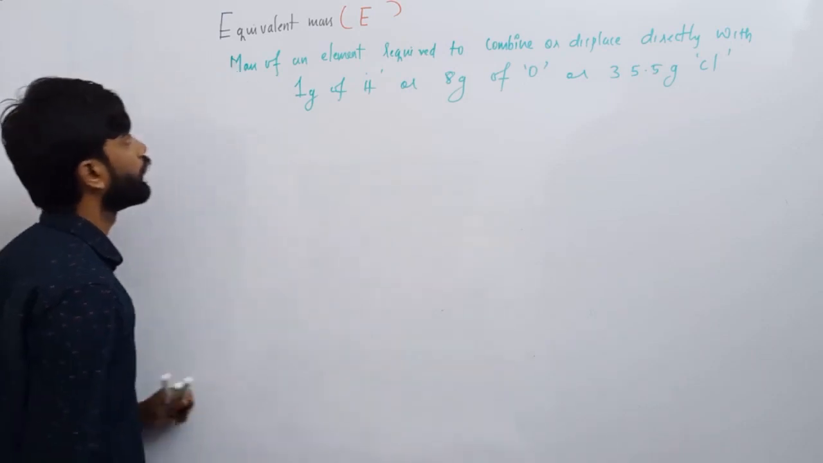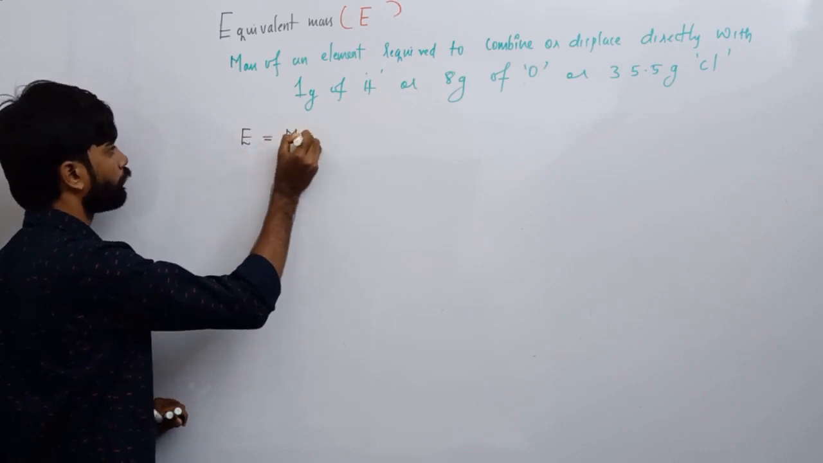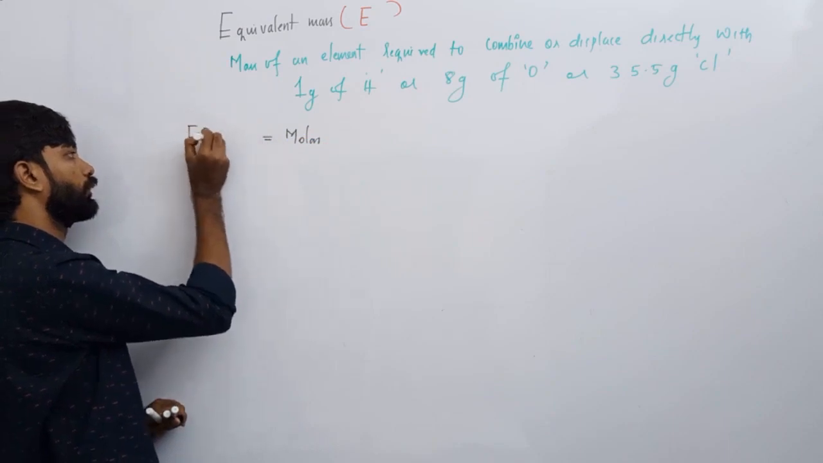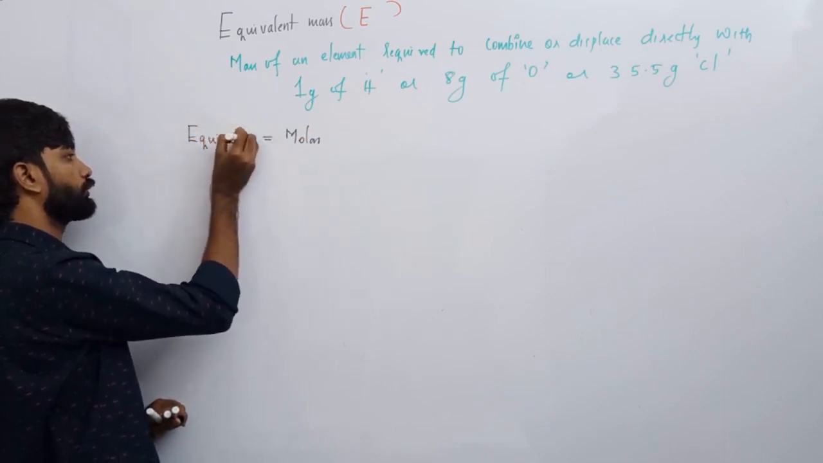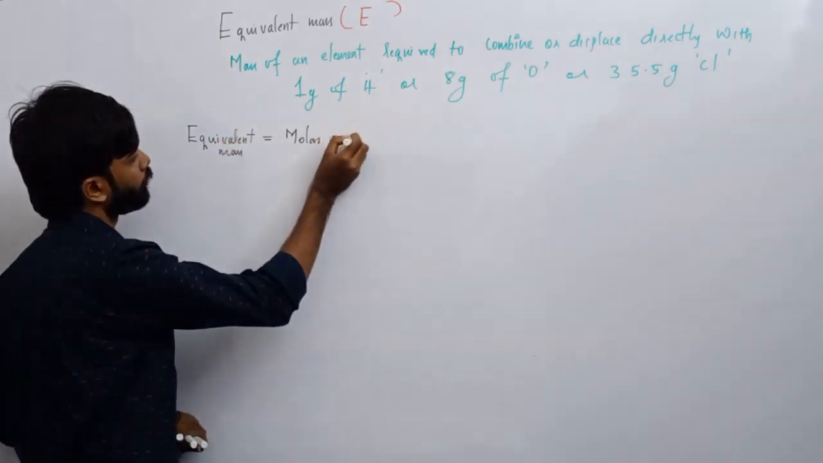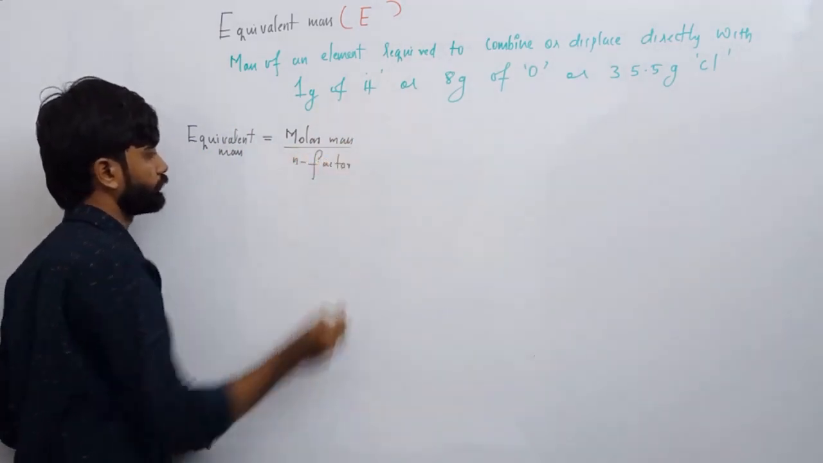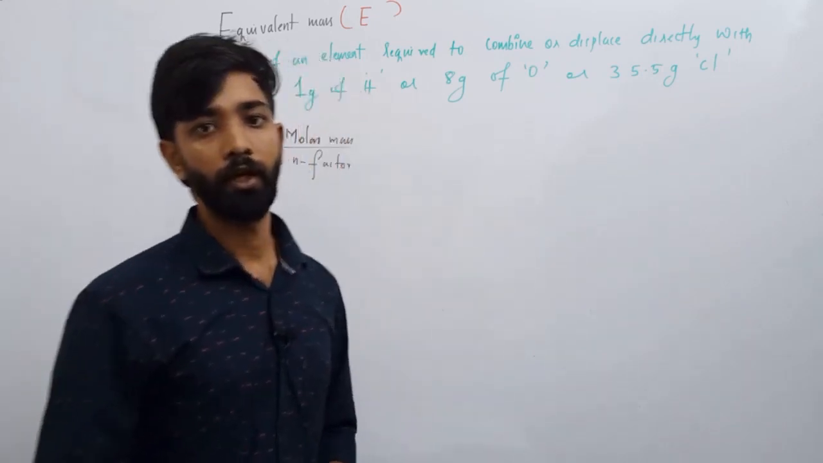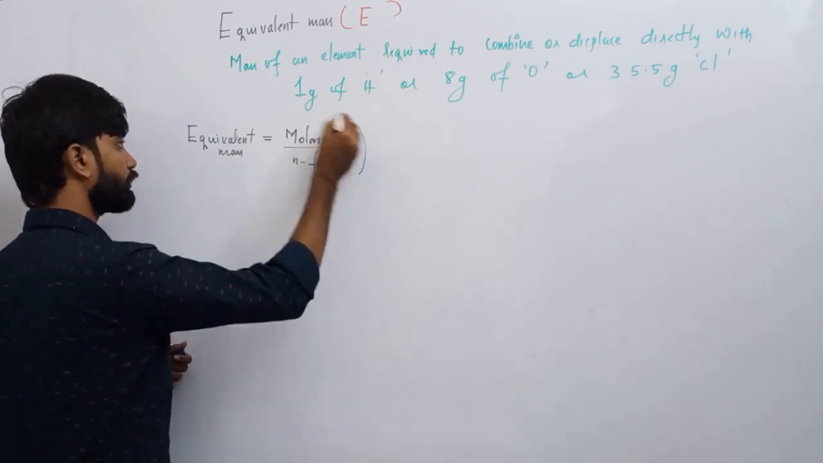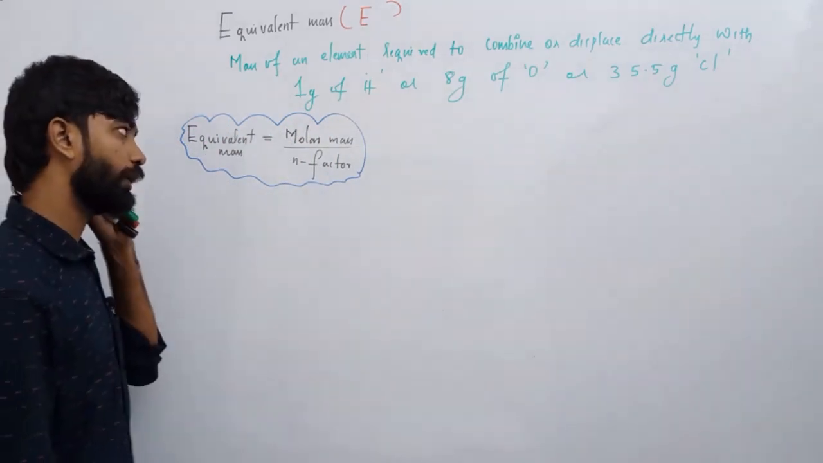And the equation for equivalent mass is given by molar mass divided by n factor. Equivalent mass is given by molar mass divided by n factor.